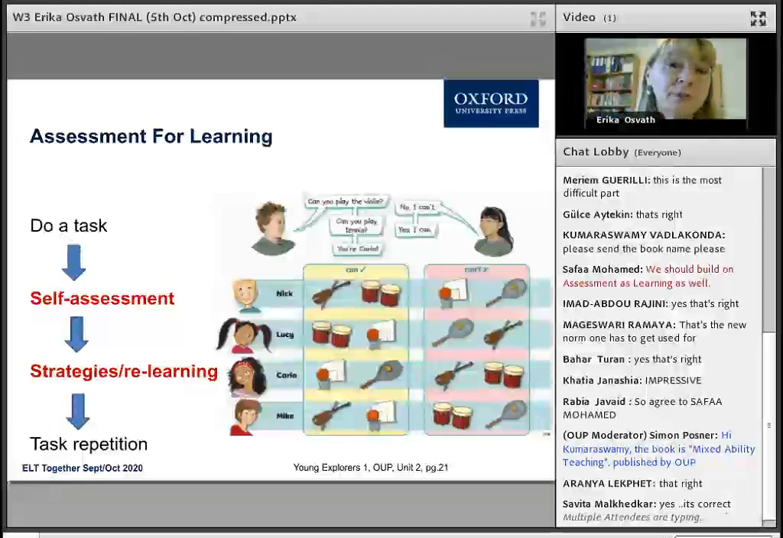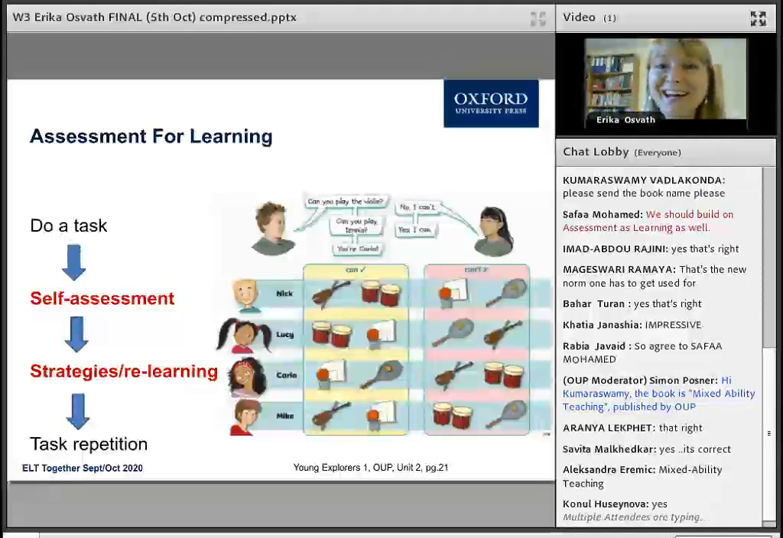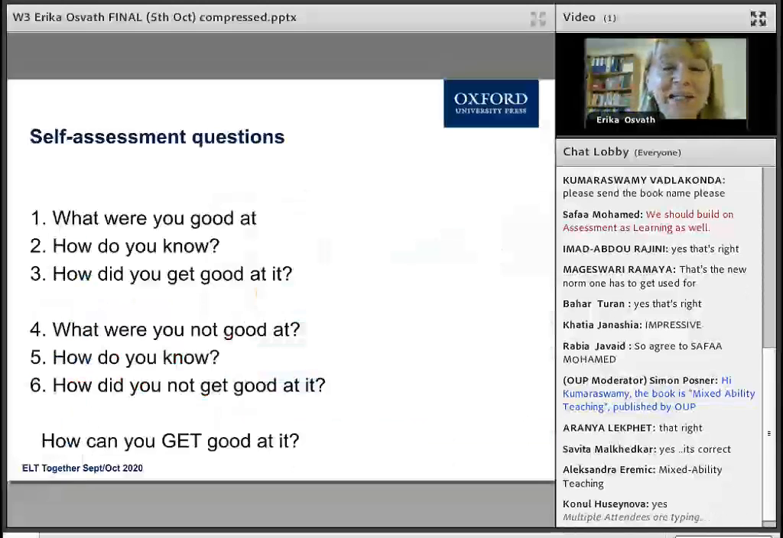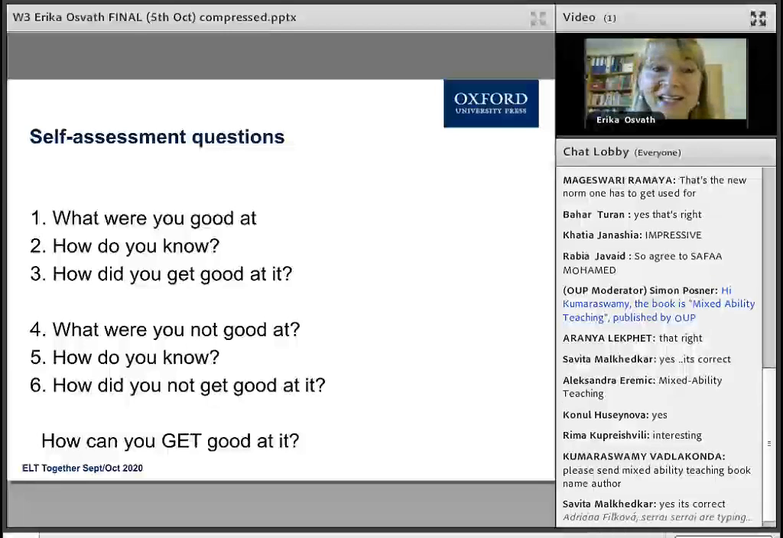So you observe children performing this task. But of course, not everybody is going to be as fluent as I was just demonstrating now. So then you get students to answer these questions. During this task, what were you good at? The words, maybe taking turns, the way you asked the questions, you remembered the words quickly. How do you know? How did you get good at it? Also, what were you not so good at? How do you know? Maybe they didn't understand what you said, and that's why you know that your pronunciation wasn't good, or you didn't remember the word and you had to say it in your first language.